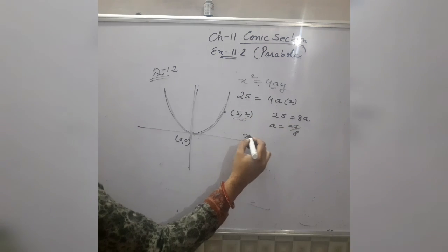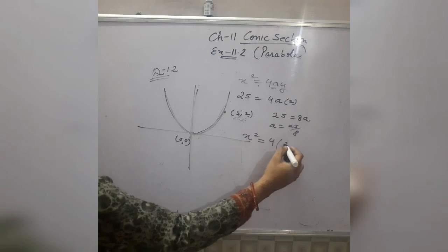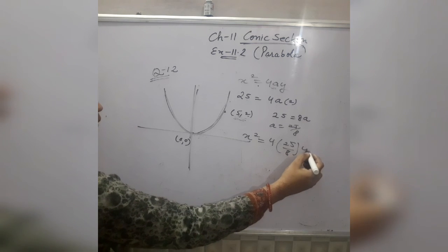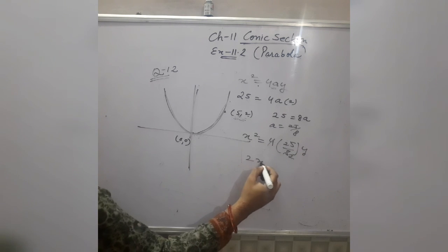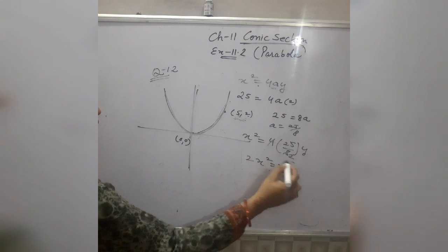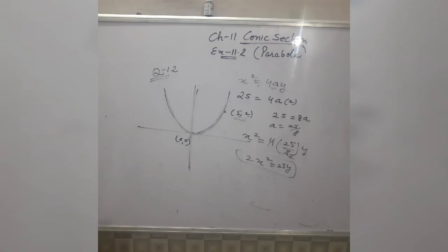So here put the value of a: x square is equal to 4 into 25 by 8 into y, or you can say 2x square is equal to 25y. So this is the required equation of the parabola. So in this way, if a few terms related to a parabola are given to you, then very easily you can find out the equation of the parabola.